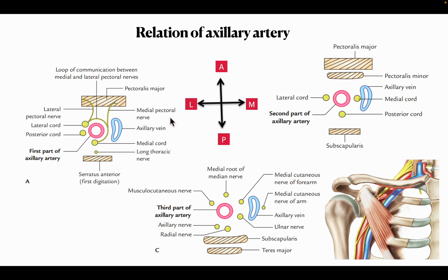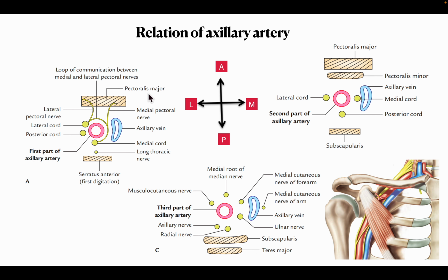Now let's know the relation of the axillary artery in the first part, in the second part, and in the third part with the muscles, with the veins, and with the branches, as well as with the trunks of the brachial plexus. So I have mentioned here A means anterior aspect, on the back side this is posterior, M for medial aspect, and we have the lateral aspect.